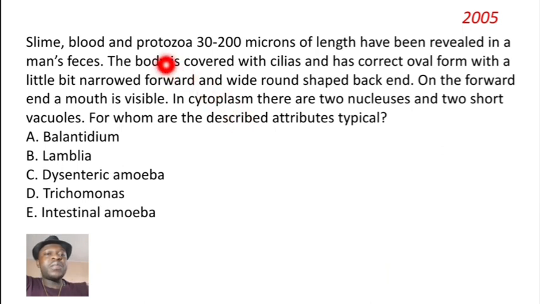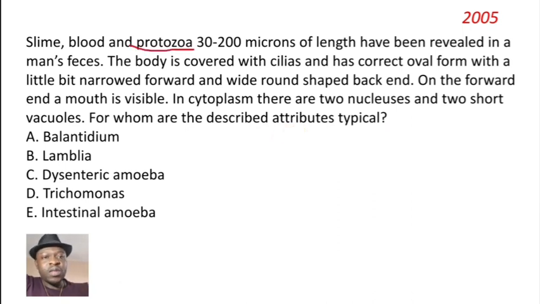Next question. Slime, broad protozoa of 30 to 200 microns of length have been revealed in a man's feces. The body of the protozoa is covered with cilia and has a correct oval form with a little bit narrowed forward end and wide round-shaped back end. On the forward end, a mouth is visible. In cytoplasm, there are two nuclei and short vacuoles. For whom are these described attributes typical?